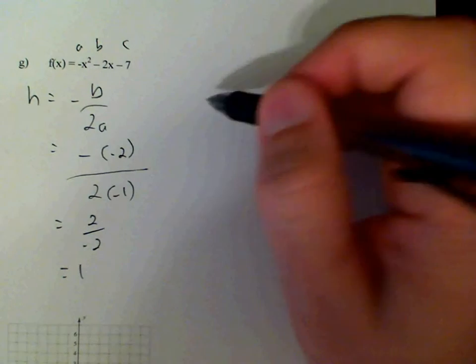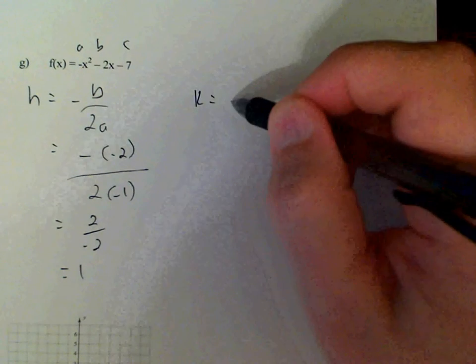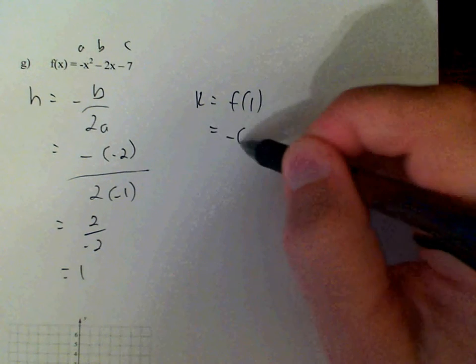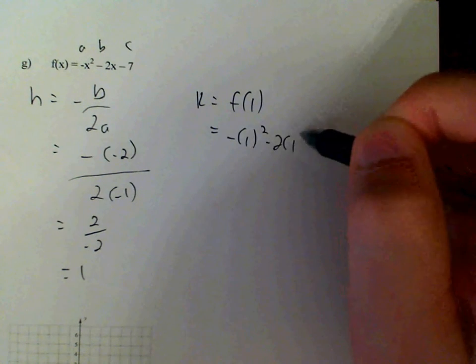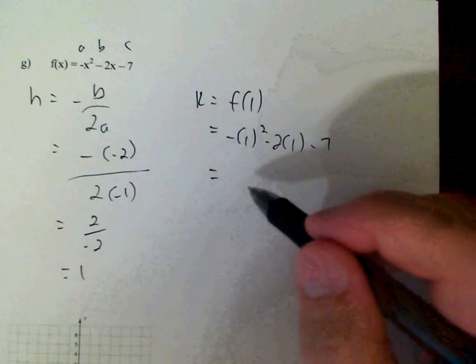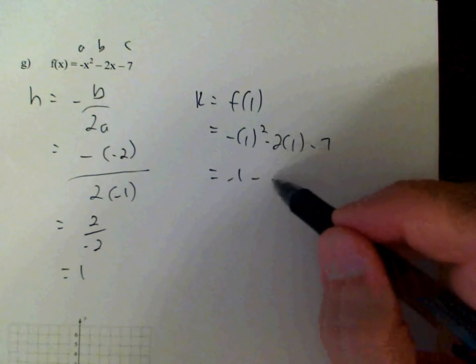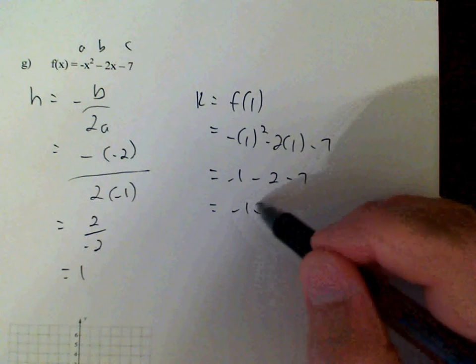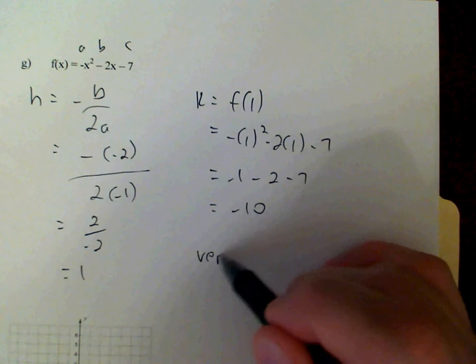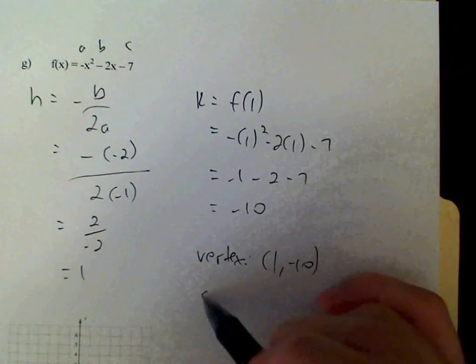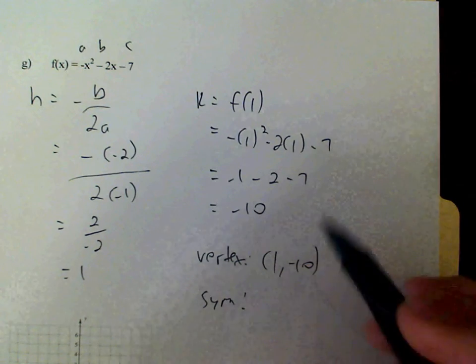And to find k, we'll find f of 1. So that'll be negative 1 squared minus 2 times 1 minus 7. 1 squared is 1, which gives us a negative 1 minus 2 minus 7. Negative 3 minus 7 is negative 10. So our vertex is 1 comma negative 10. Our line of symmetry is x equals 1.